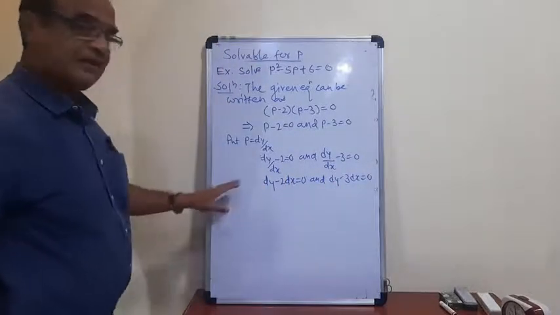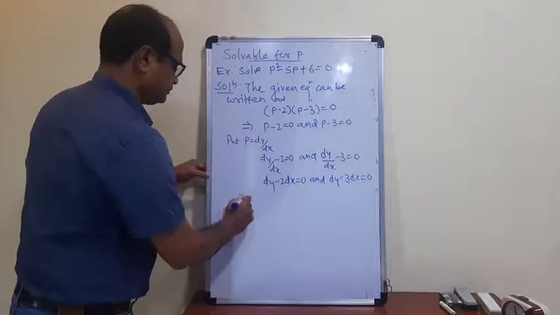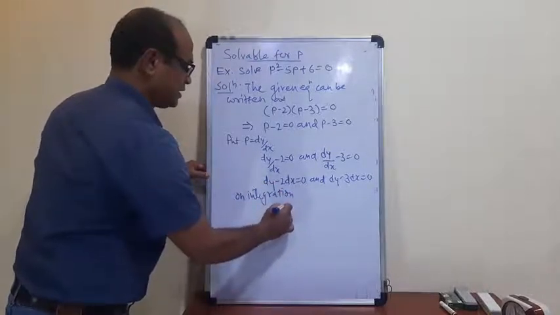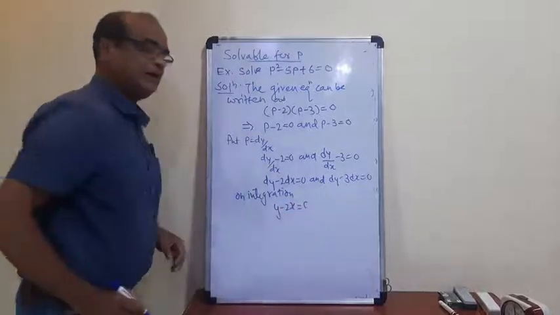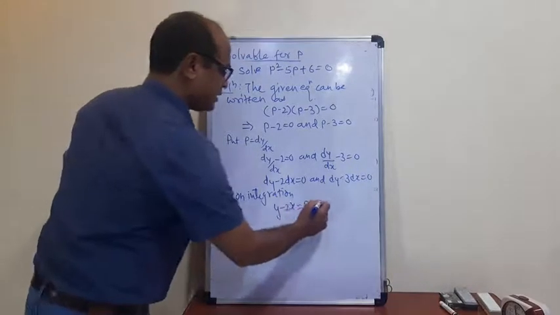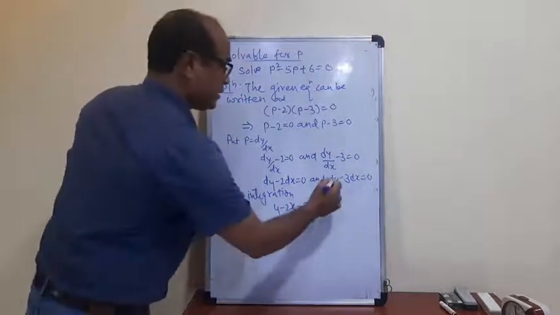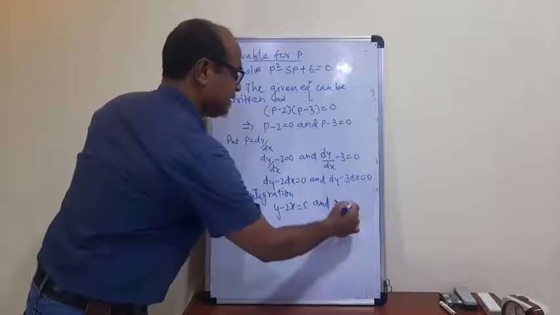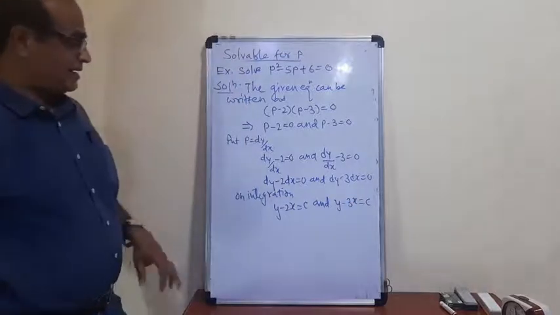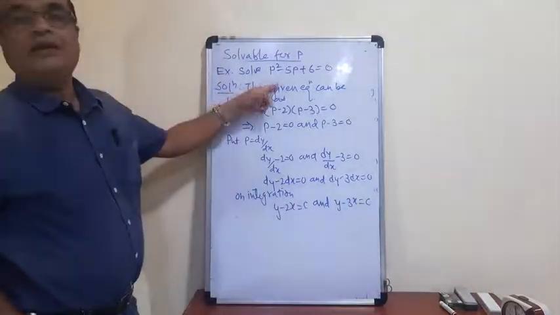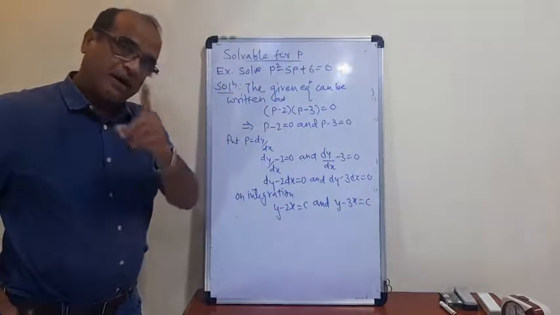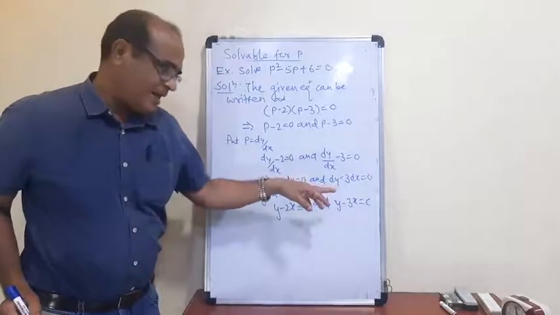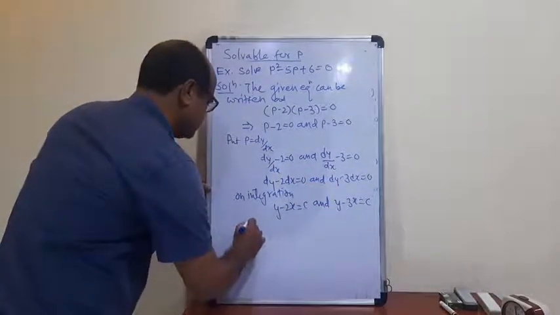On integration, we get y minus 2x is equal to c, an independent constant. And after integration of this, y minus 3x is equal to c. Note one thing here: take only one integrating constant, because the order of the differential equation is one. As many constants as the order. Its order is one and degree is 2, but since the order is one, we have to take only one integrating constant, c.